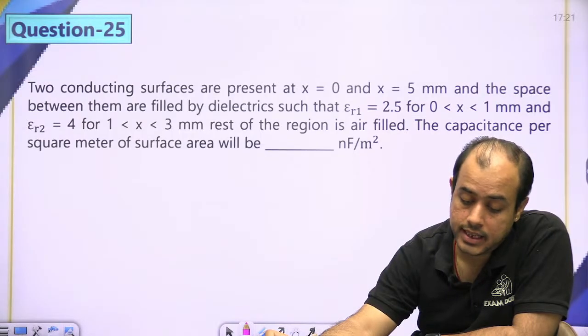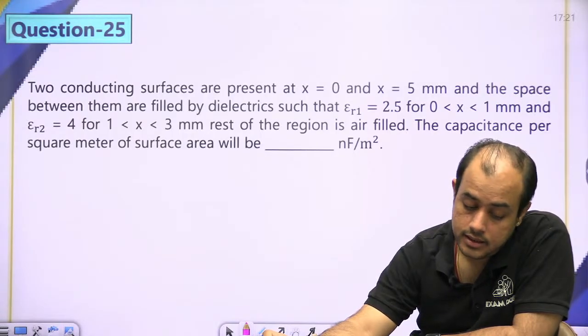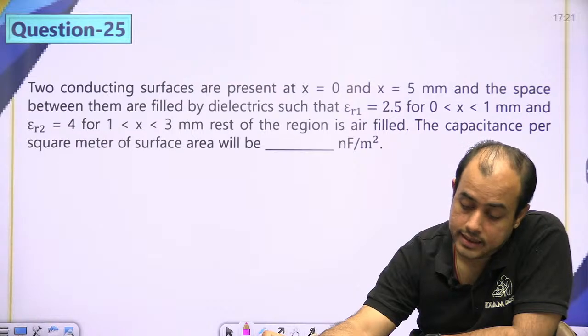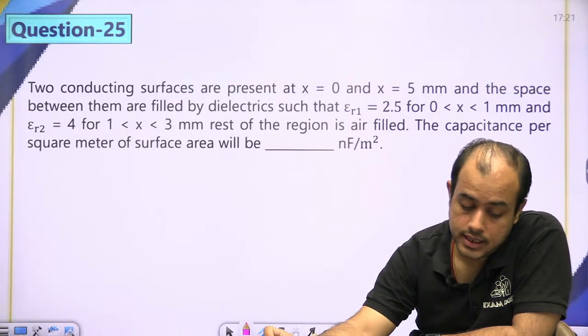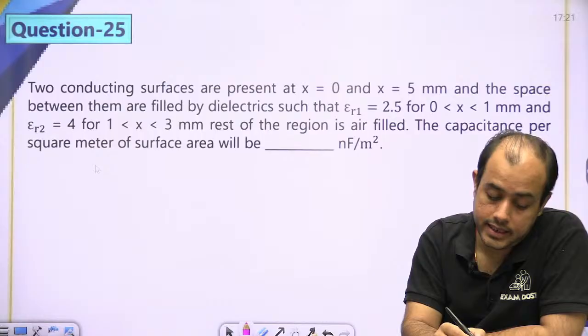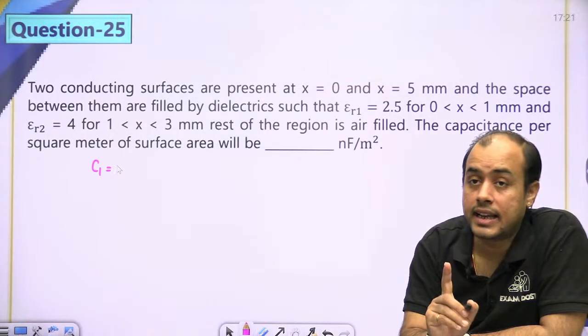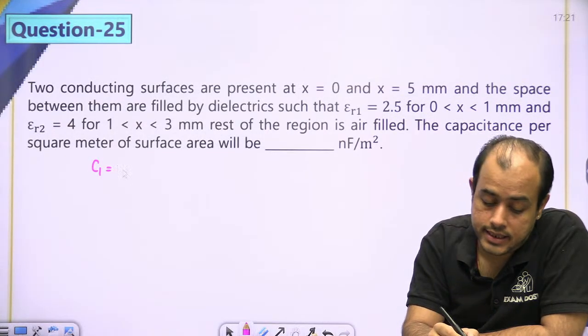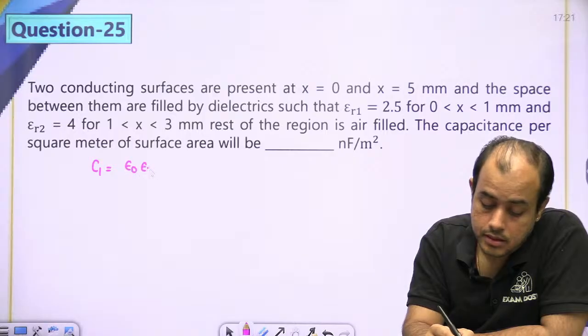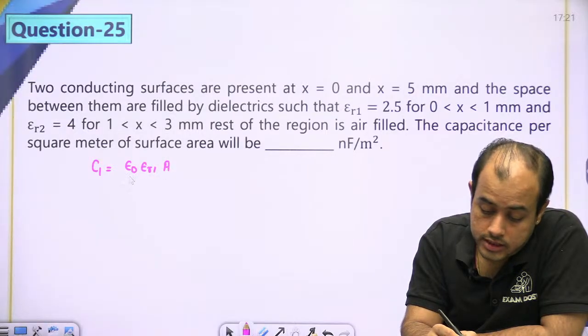Two conducting surfaces are present at x equal to 0 and x equal to 5. The space between them is filled with dielectrics such that 0 to 1, 1 to 3 and the rest is air filled. Find the capacitance per meter area. Now beta, again we are dividing along the thickness. So for the first one beta, thickness is 1 mm.